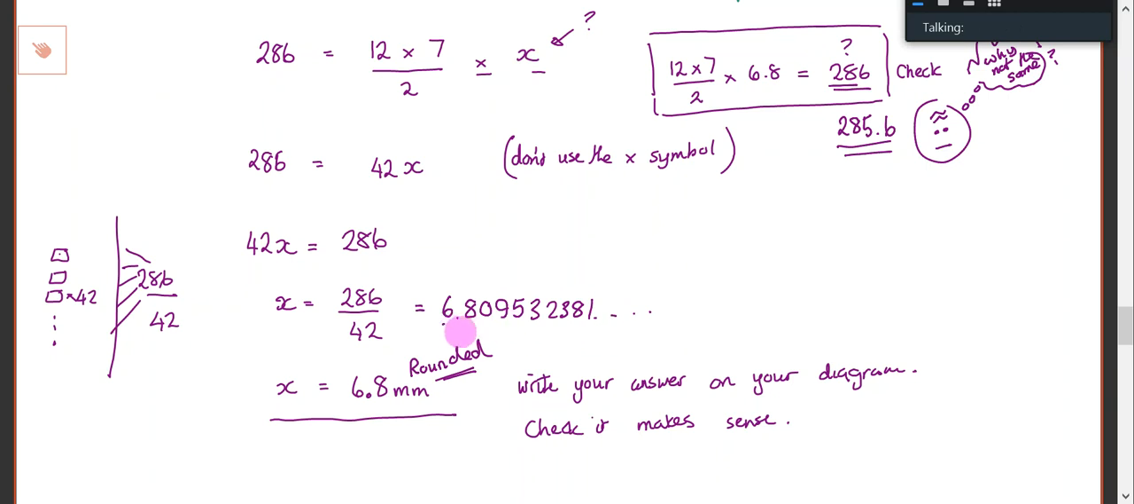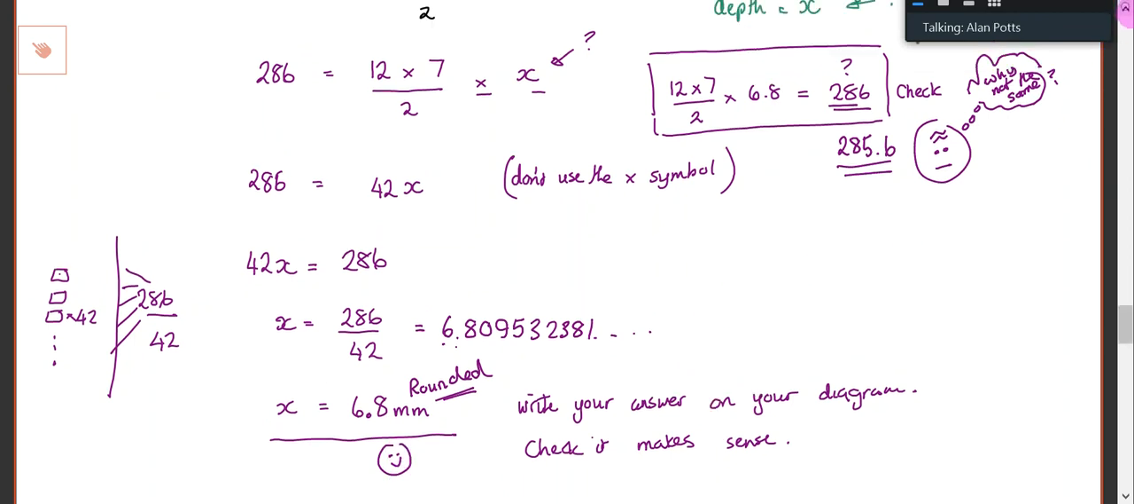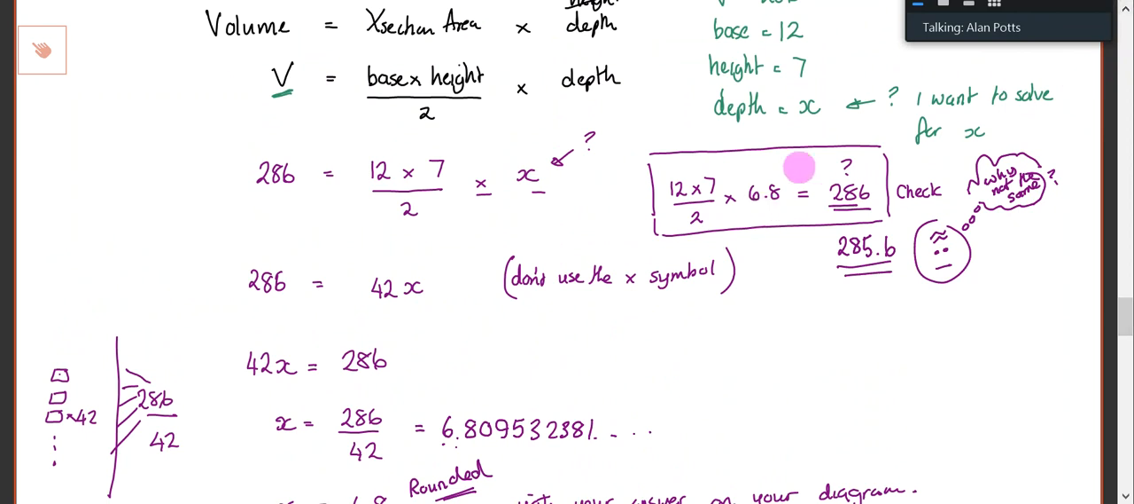So 6.8. Yeah, it's rounded correctly. I'm happy enough with my answer. But the check that you did, you put the rounded answer into the problem and expected to get exactly the same thing. You're not going to. It's going to be slightly different due to rounding. Now the question is, is this a problem?